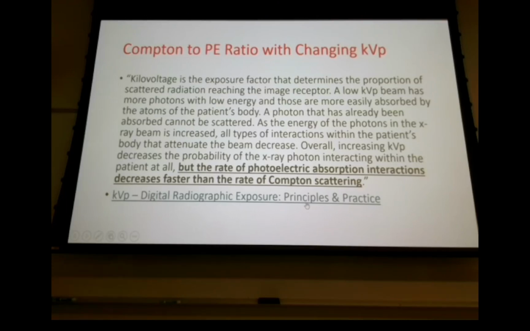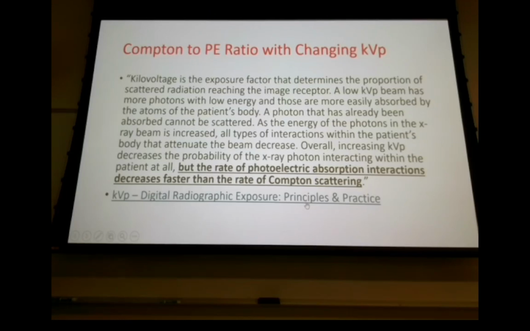As the energy of the photons in the X-ray beam increases, all types of interactions within the patient's body that attenuate the beam decrease. Okay, so that's what we've been talking about. kVp goes up, all interactions go down. Overall, an increase in kVp decreases the probability of an X-ray interacting within the patient's body, but the rate of photoelectric interactions decreases faster than the rate of Compton scattering. That's our PE ratio.